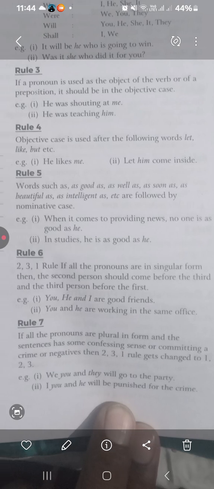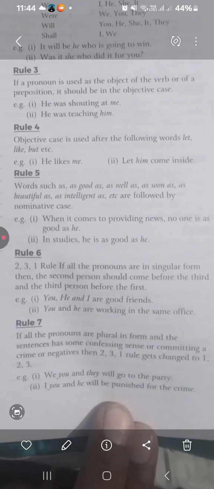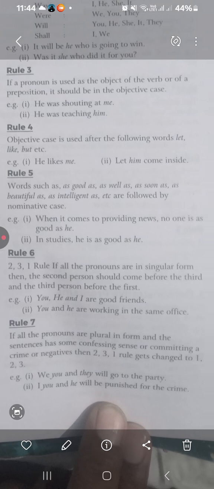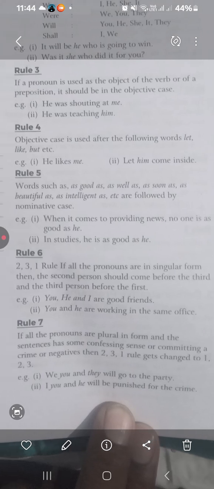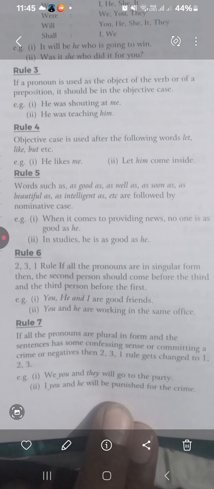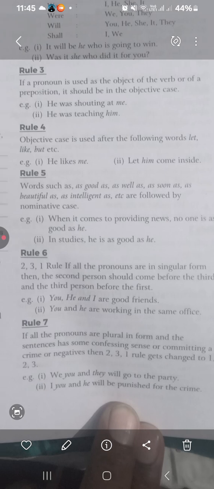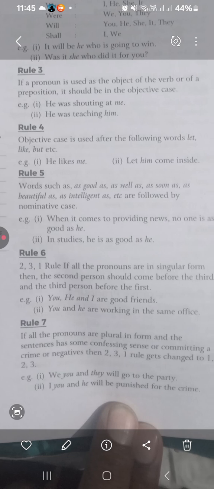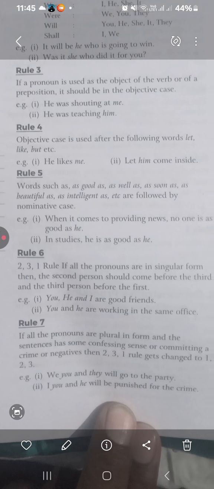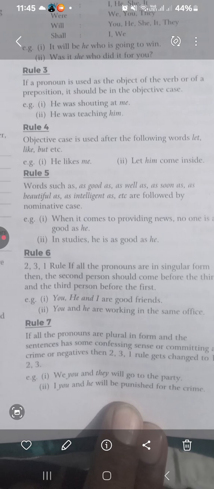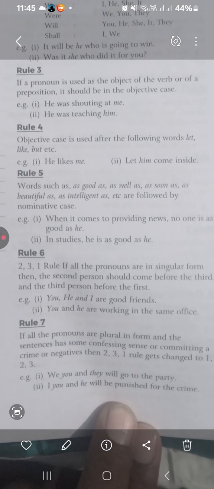Rule six: if all the pronouns are in singular form, then the second person should come first, then the third person, then the first person. 2, 3, 1 means at first second person, then third person, then first person. And after that we are using the plural helping verb. You, he, and I are good friends. You and he are working in the same office.